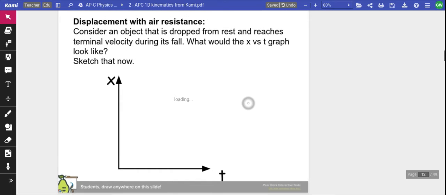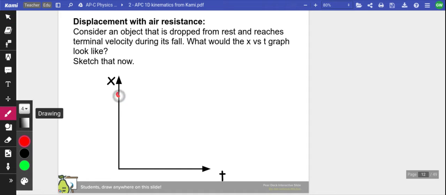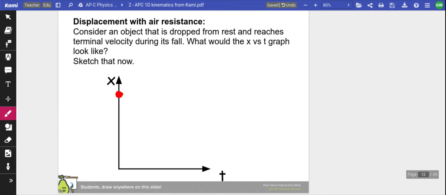So here we go. What about if we have air resistance? We've got an object, we're dropping it from rest, and it reaches terminal velocity during its fall. What would the displacement versus time graph look like? We're starting off up in the air because we're dropping this object, and it's going to reach terminal velocity. What does that look like?